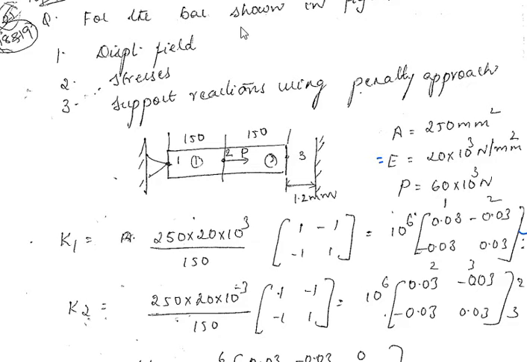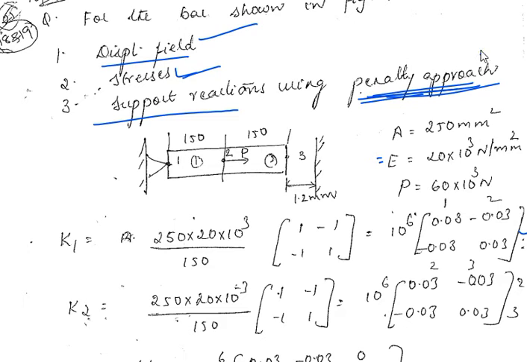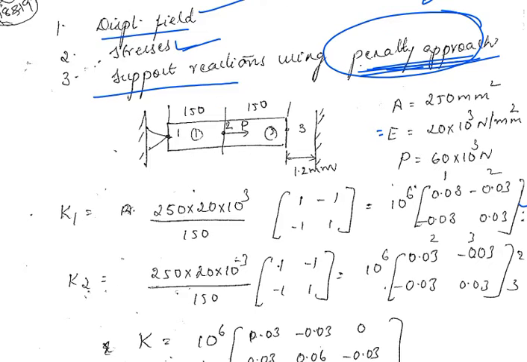For the bar as shown in the figure, you have to find the displacement fields, stresses, and support reactions. It means you have to calculate the unknown displacements as well as the stresses and support reactions using the penalty approach. This is very important because we are solving using the penalty approach. The elimination method is already solved, you can check it in the playlist. Only using the penalty approach am I going to solve this problem now.